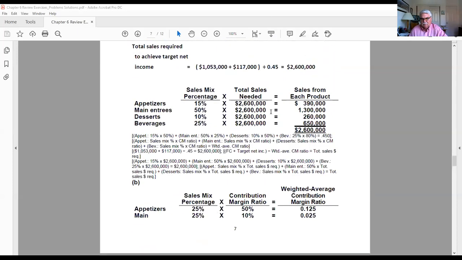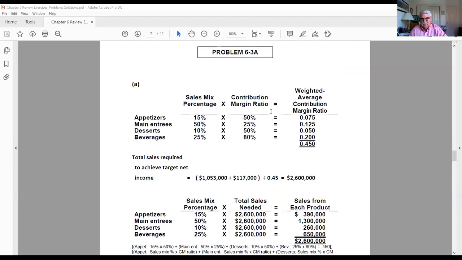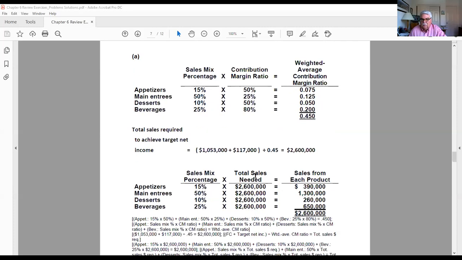This is a key problem or key determination of Chapter 6, understanding the relationship of cost and volume, cost, volume, sales percentage, contribution margin ratio, and also adding into it what we desire to achieve as profitability.